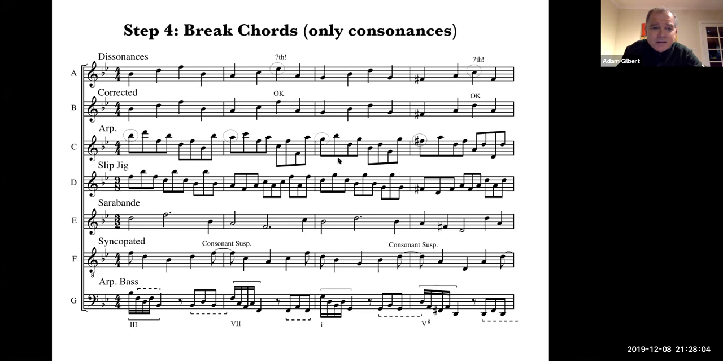Okay, you can also do it as a slip jig, which is a jig in 9/8, yup, bop, bop, beep, bop, beep, bop, beep, bop, bop, or as a sarabande.